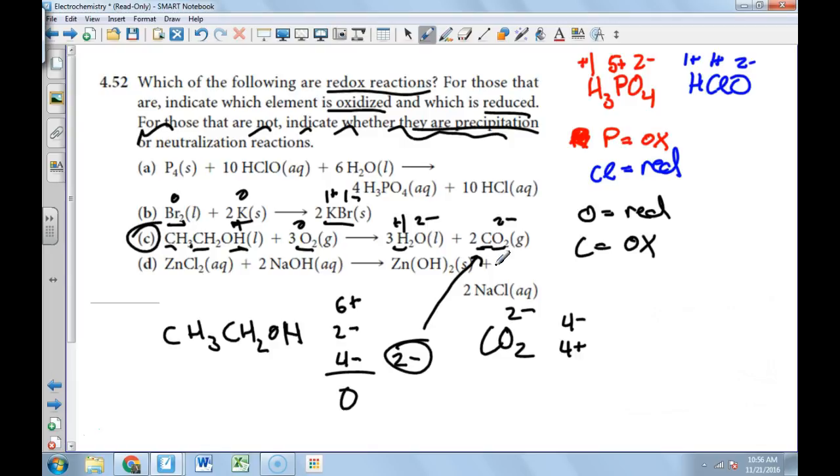Now the last one, I can tell you if you go through, these are all ionic compounds, and you can see here zinc is 2 plus because chlorine is 1 minus, and sodium is 1 plus because hydroxide is 1 minus. Hydroxide doesn't change, so hydroxide is still 1 minus, and there's 2 of them, so zinc is 2 plus. We haven't found anything that's changing oxidation states, so this is not a redox reaction.